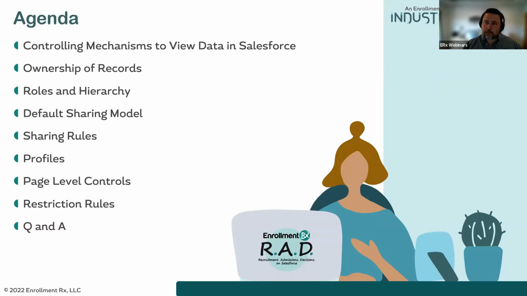We're going to talk about profiles, which are associated to user records and how those can control records. We're going to talk about page level controls. So if you were with our first industry expert series, we talked about how the new UI for a lot of these pages, especially in Lightning, can have more robust controls to control what a user can see.